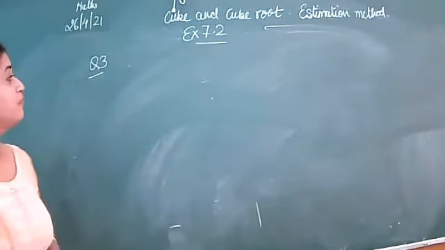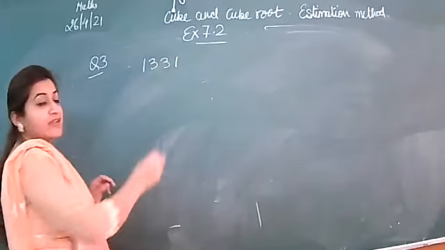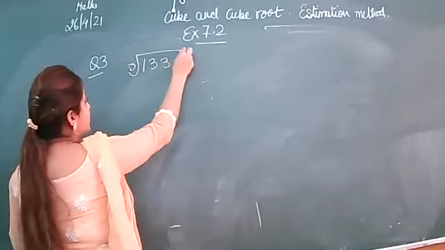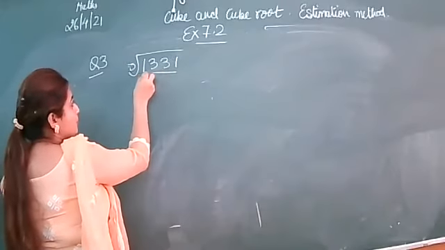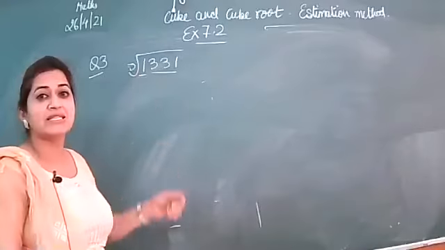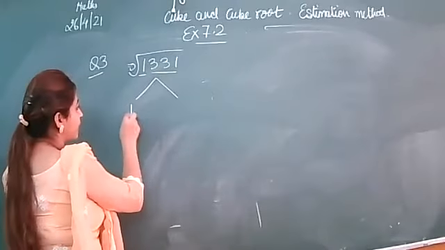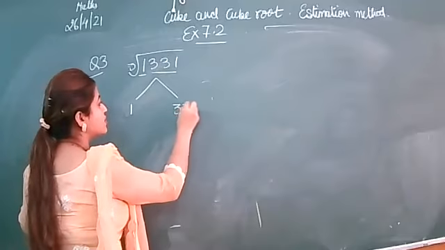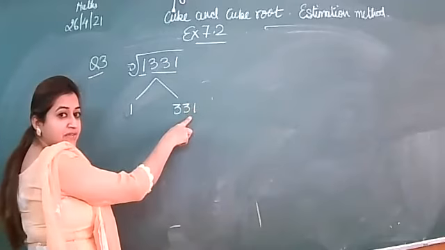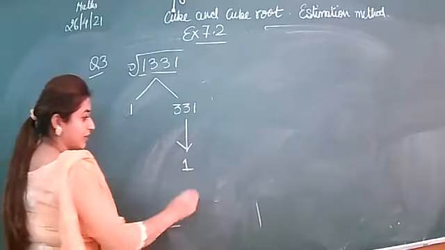Now the first part of this is 1,331. We are finding the cube root of this number. So make the group from the right of 3. Here 1 is left, so you have two groups, one is 1 and the other group is 331. As it is ending with 1, the last digit of its cube root will be 1.